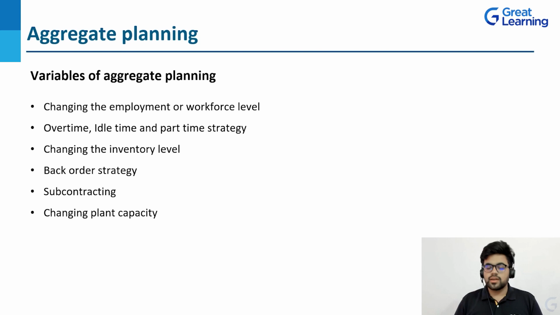Then comes changing the plant capacity. Now in a production line, you have a lot of stations: station 1, station 2, station 3, station 4. So when the demand is high, what would you do? You would make sure all 4 stations are up and running in the production line.